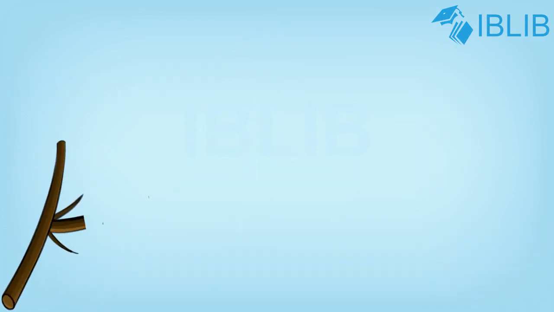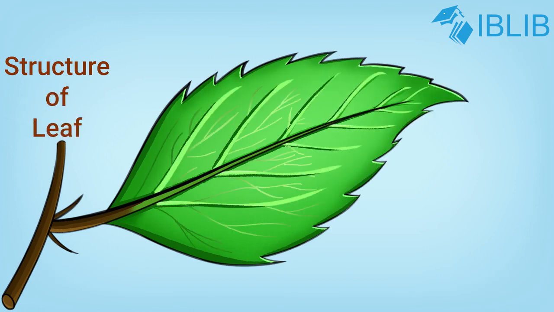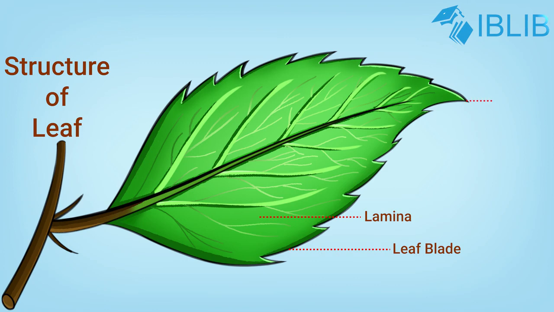So lamina or leaf plate. You see the flat surface of the leaf, that is called lamina. The edge of the leaf or the margin of the leaf is called leaf plate, and the pointed tip of the leaf is called leaf apex.